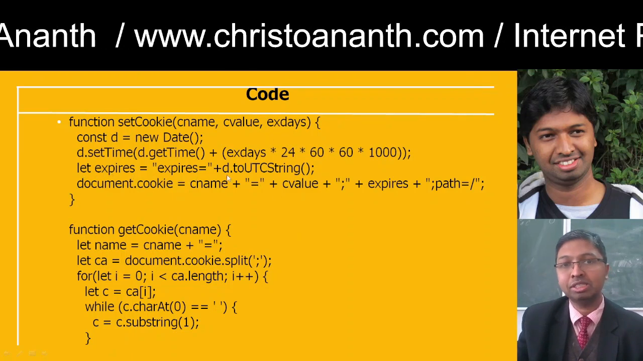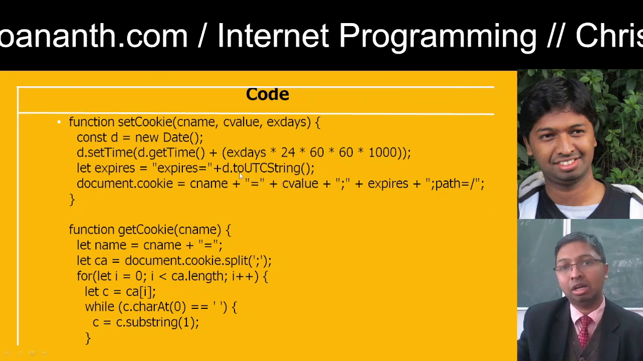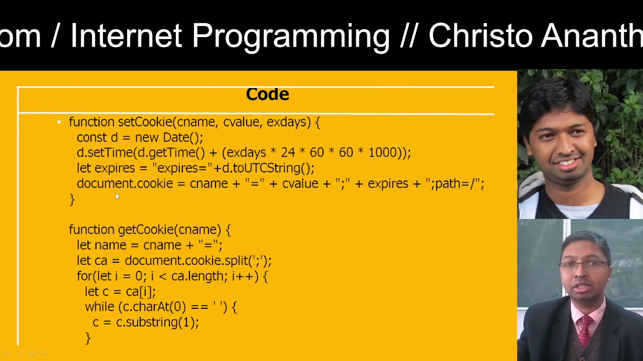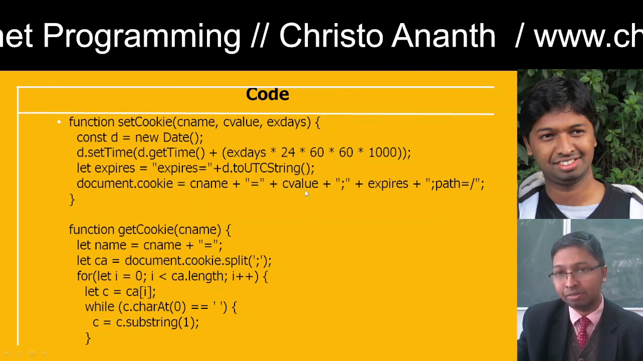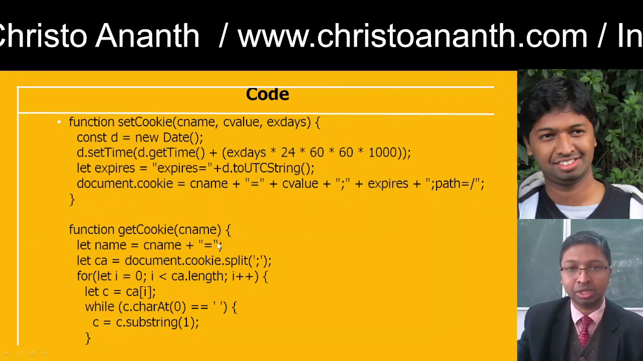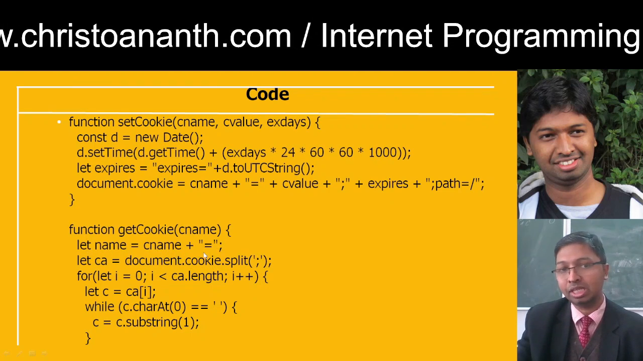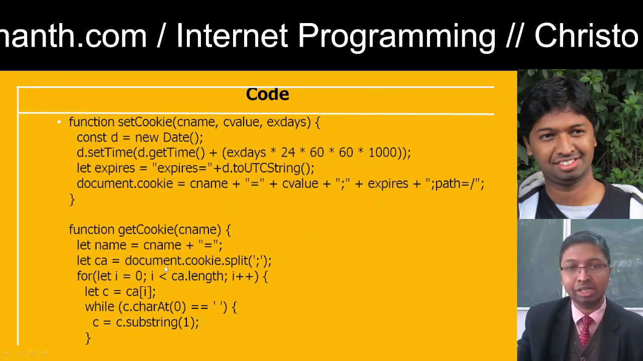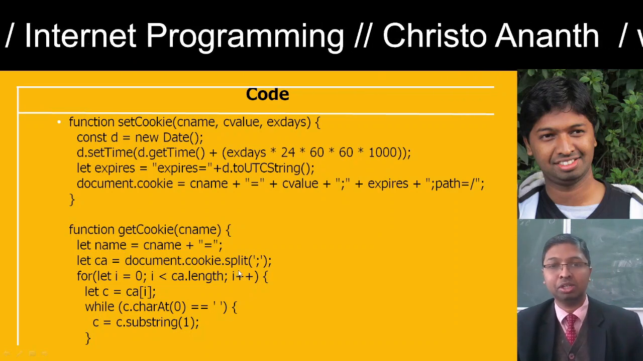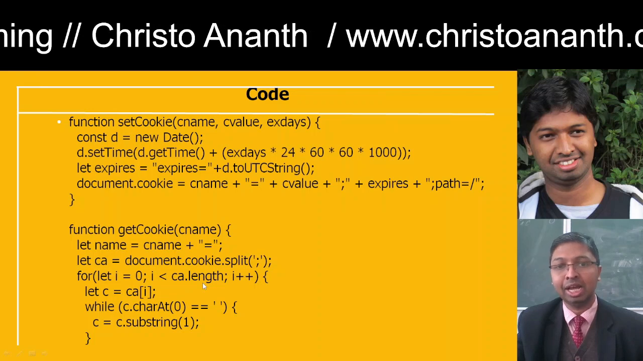So let expires, you will be specifying d.toUTCString. Then document.cookie = cname + cvalue + expires, with the path. Then function getCookie of cookie name. So let name is equal to cookie name plus equal sign. For the cookie array you will be specifying document.cookie.split. So for let i equal to 0, i less than cookieArray.length, i++.